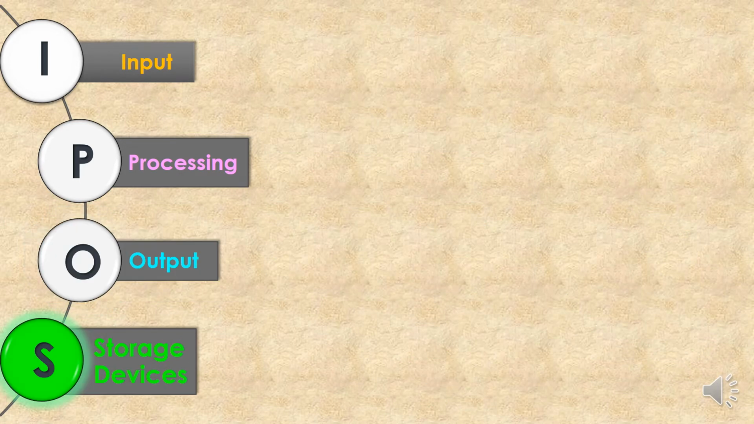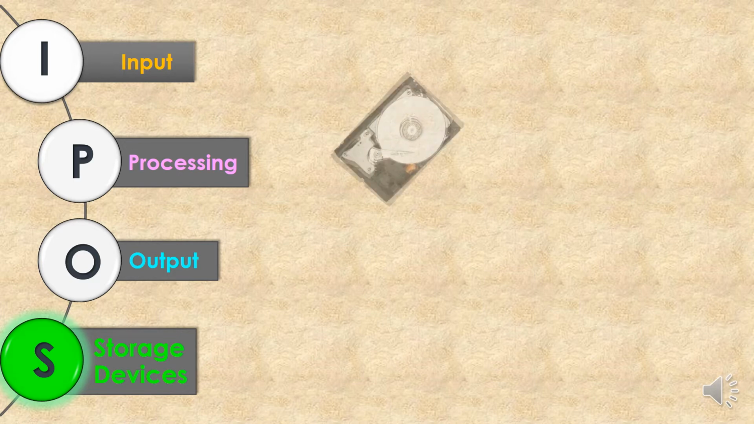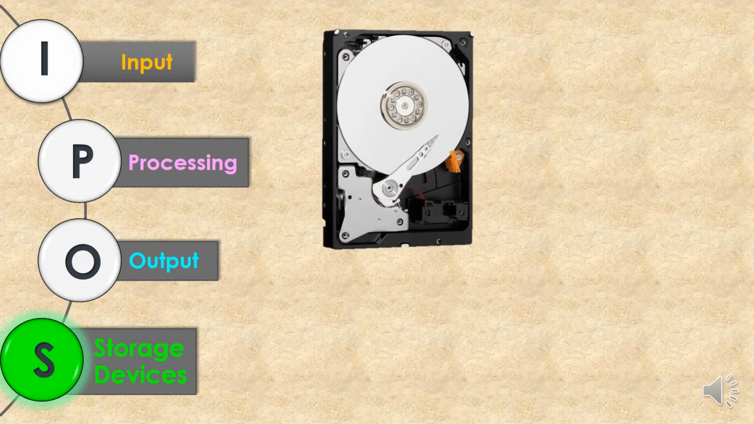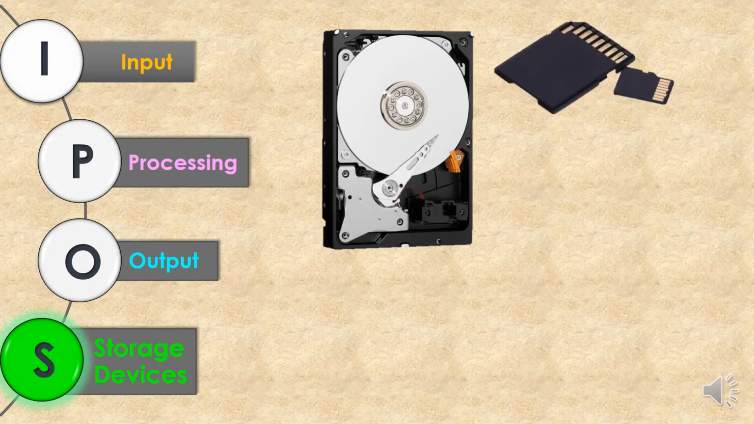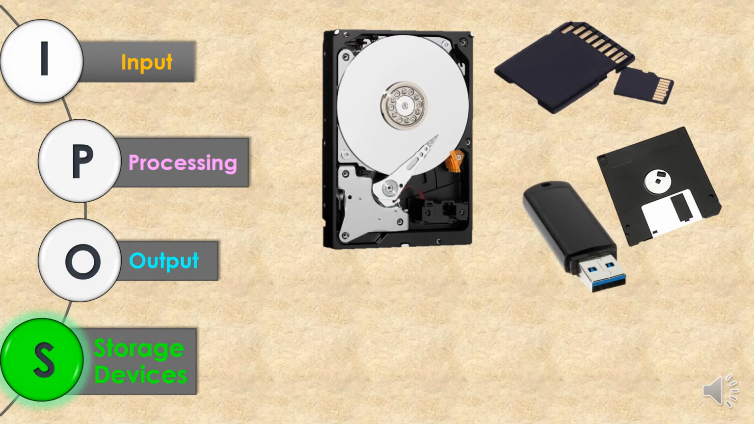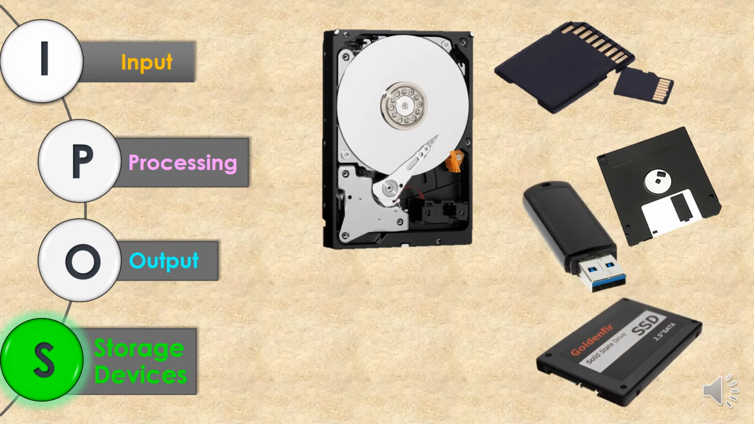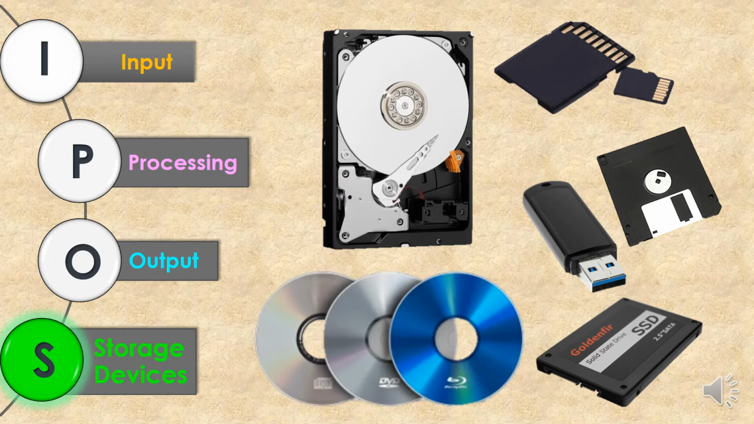Next we have the storage hardware devices. A storage device is any hardware capable of holding information either temporarily or permanently. These types of devices include hard disk drive, flash memory card, floppy disk or diskette, USB flash drive, SSD or solid state drive, and optical disk.